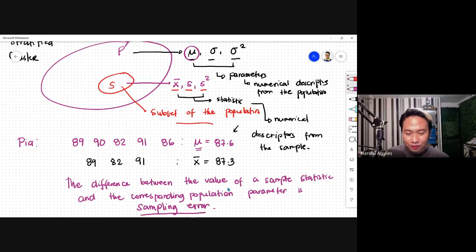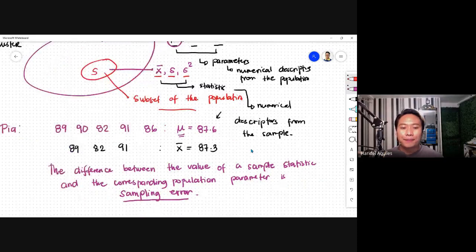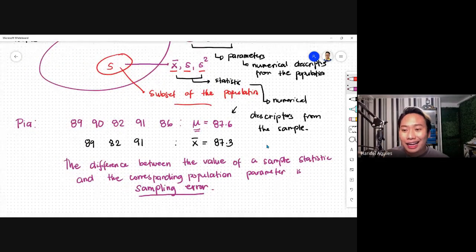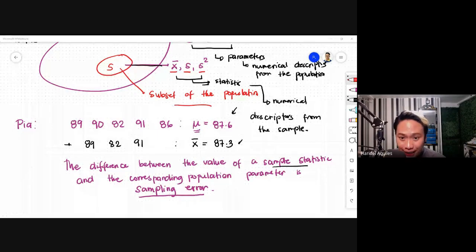Sampling error. Take note, it is the difference between the value of the sample statistic and the corresponding population parameter. So the sample statistic is this one, the statistic from this situation here. What is the corresponding population parameter of the sample mean? It's the population mean, right?